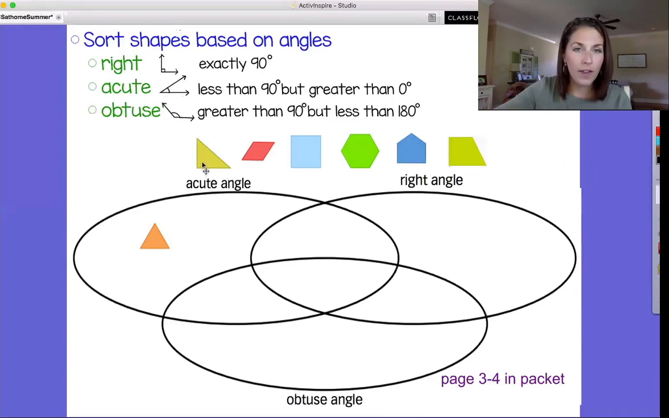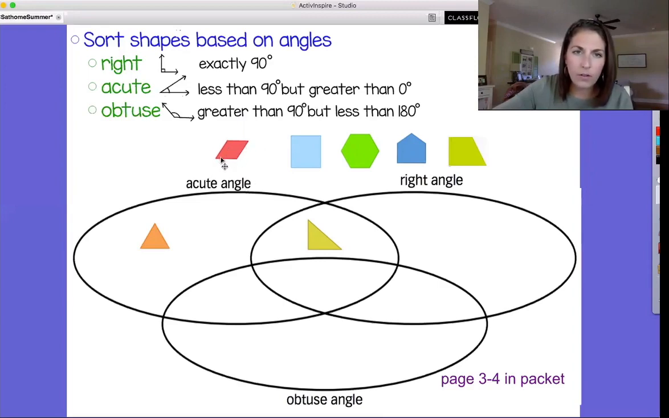What do we see right here? I see a perfect right angle. So if I see that perfect, just right angle, that's going to be classified as having a right angle. So I have right and acute. So here's my right angle category. Here's my acute angle category. So I'm going to stick this triangle right in the middle of those two. All right, let's look here at this rhombus. When I look at this rhombus, I see 4 angles.